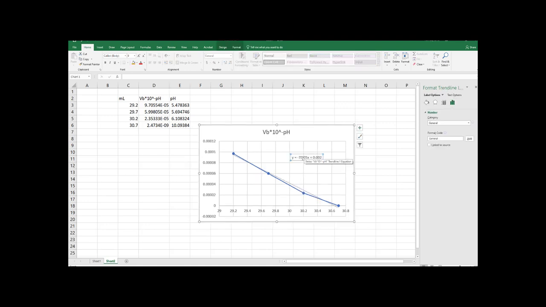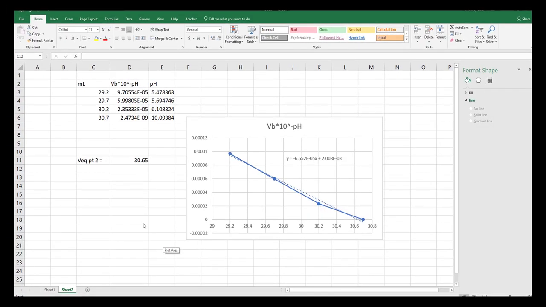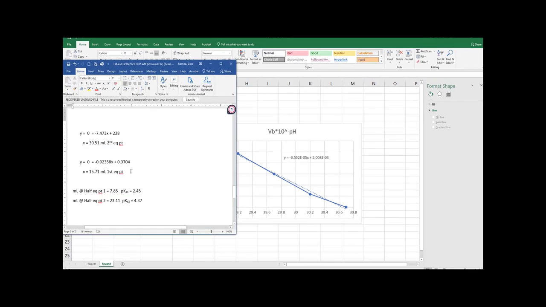To add more sig figs to the slope and the y-intercept, we'll use scientific and we'll enter 3. So now what I'm going to do is set y equal to 0 and solve for x, which is the volume at the equivalence point according to the Gran plot. Depending on your tolerance for error and your expectations, 30.65 isn't too far from the volume for the equivalence point the second derivative method provided, which is 30.51 mL.